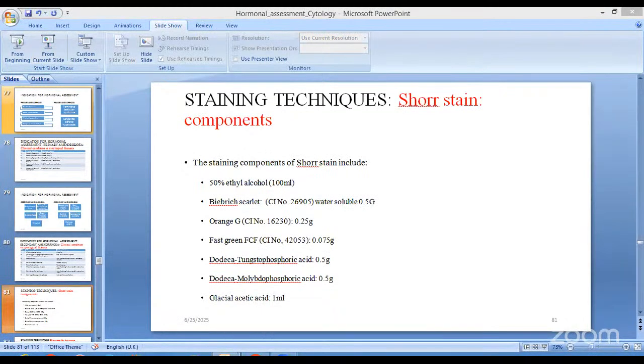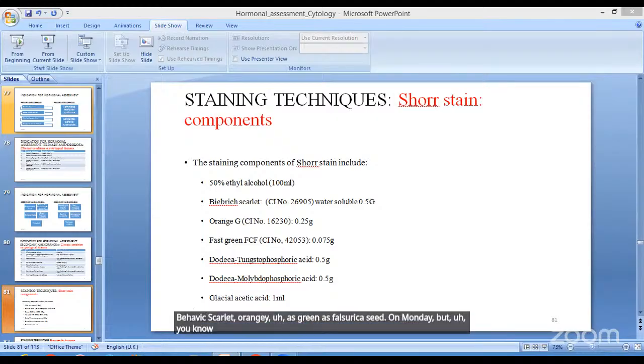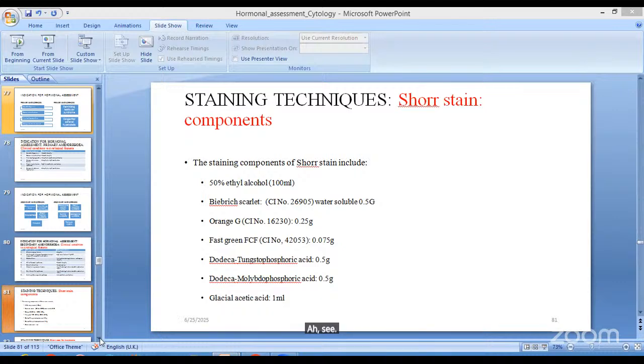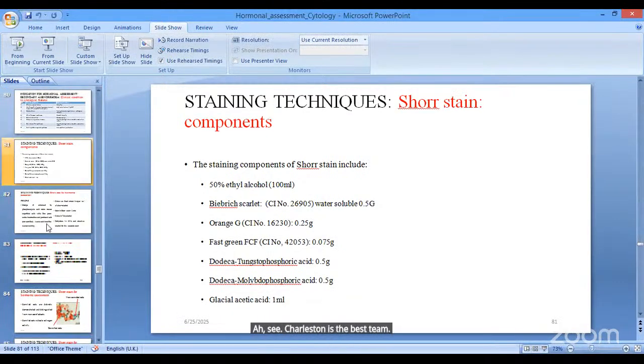Yes, sir. Okay, so let's see the technique for staining, Shorr staining. The components of Shorr stain include 50% ethyl alcohol, Biebrich scarlet, orange G, fast green FCF, phosphotungstic acid, phosphomolybdic acid, and glacial acetic acid. Shorr stain is the best stain to use for hormonal assessment.